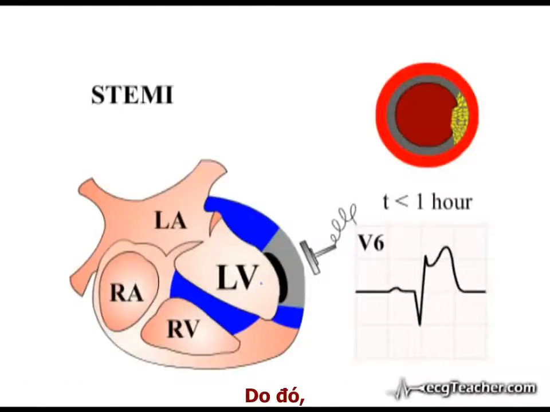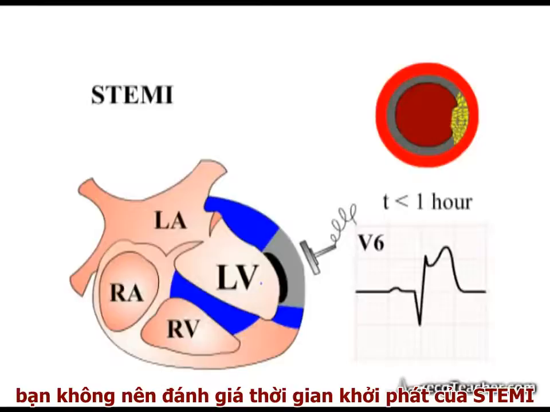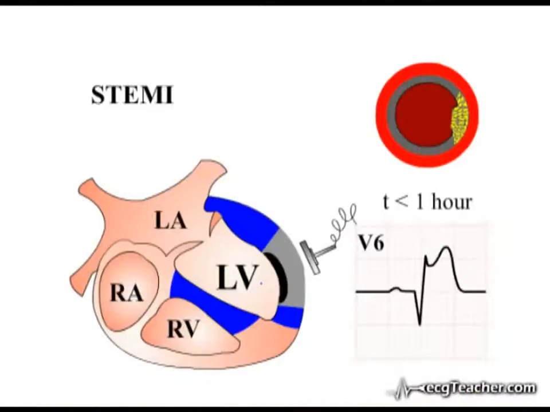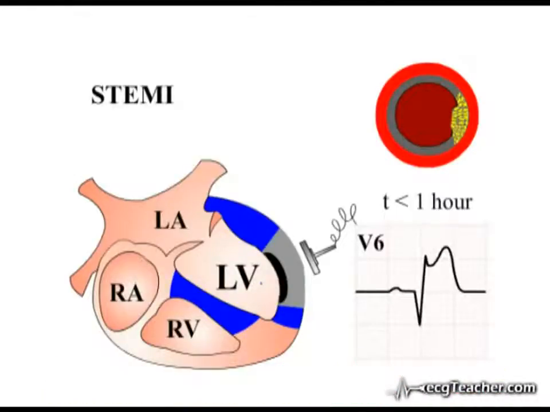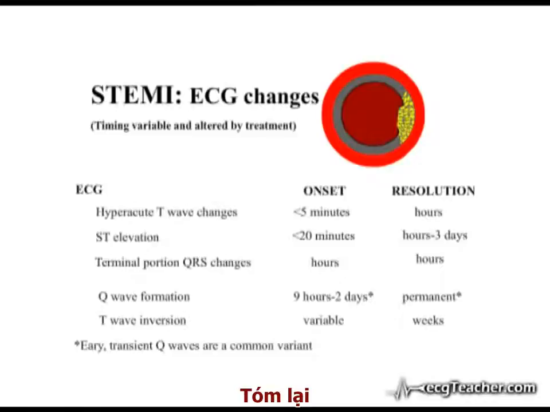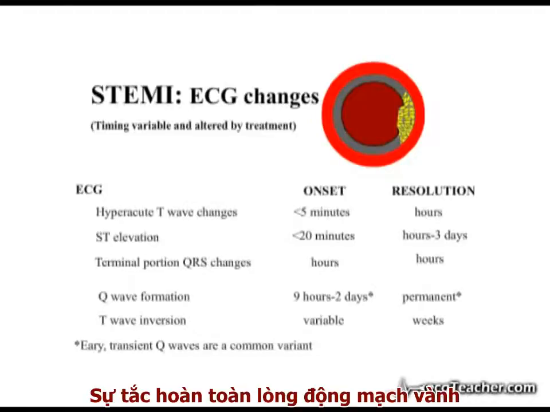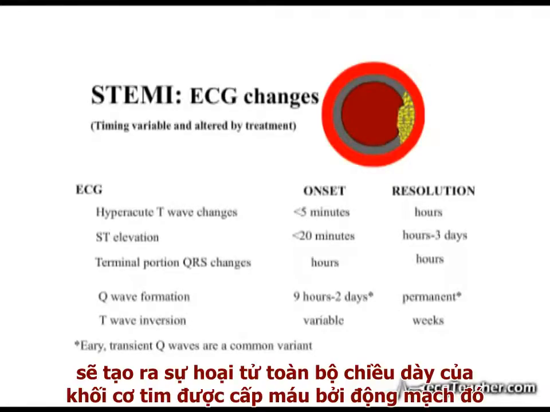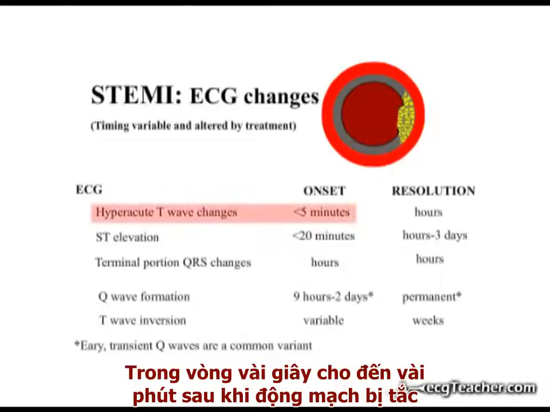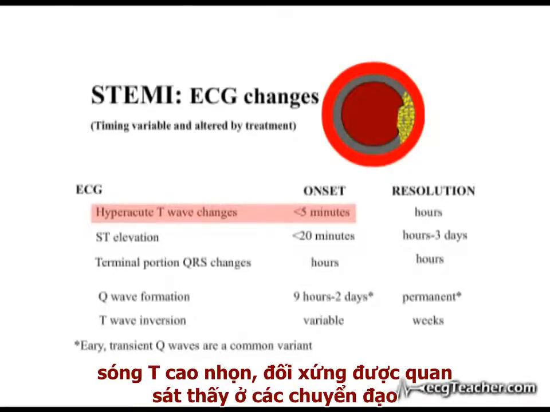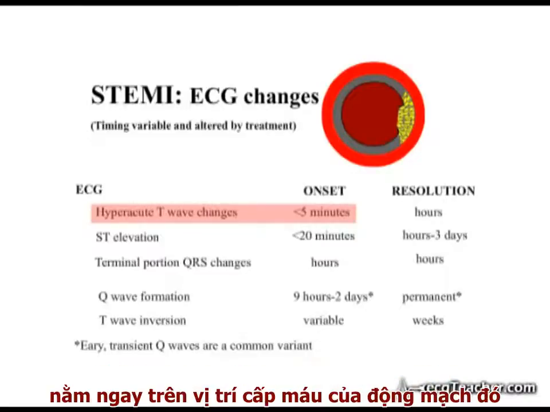This illustrates a point: you should not time the onset of an ST elevation MI from analysis of the ECG alone. The time of onset of chest pain reported by the patient must be taken into account. So, to recap, persistent complete occlusion of the lumen of a coronary artery or one of its major branches places the full thickness of myocardium supplied by that artery at risk of infarction. Within seconds to minutes of vessel occlusion, symmetrical peaked T waves are observed in the leads directly overlying the blood-deprived area of myocardium.